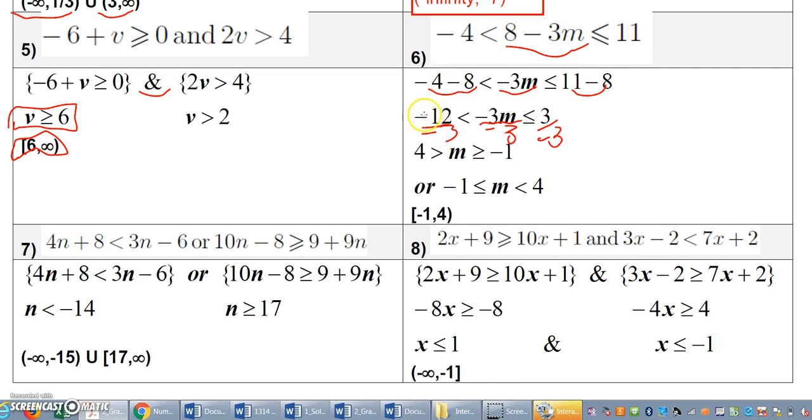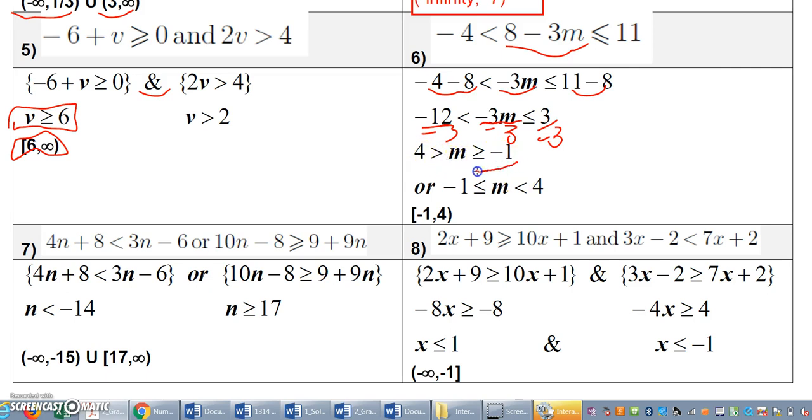Okay, so -12 divided by -3, that's 4. -3m divided by -3, that's just m. And then 3 divided by -3 is -1. But remember, since I divided everything in this inequality by a negative, the inequality flips over. So the less than here becomes a greater than, and the less than or equal to becomes a greater than or equal to. So now I have 4 is greater than m is greater than or equal to -1.